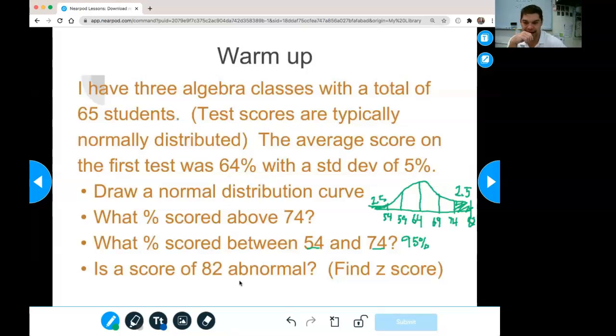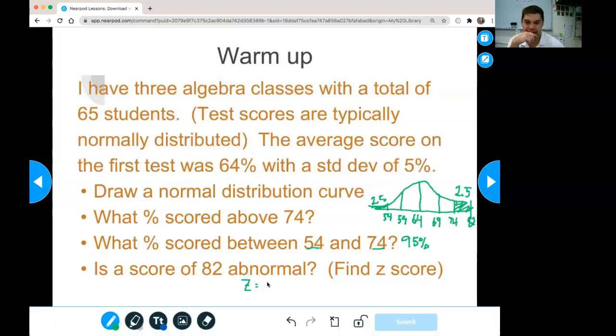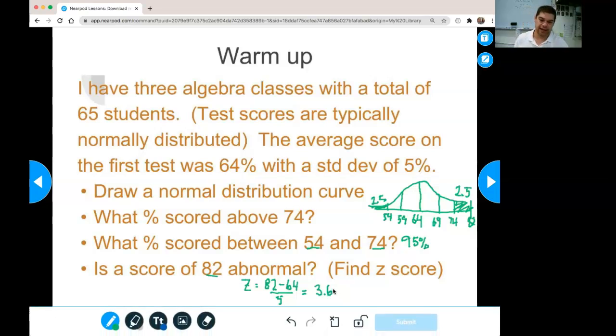So 82 is abnormal. We'll calculate the z-score. Z equals the x value. So we've calculated z-score plenty of times. We take our x value, which is 82. 82 is x, minus the mean. The mean is 64, and divide by standard deviation. So we do the numerator first and then denominator. We get 3.6. So a score of 82, 82% in the class, that's 3.6 standard deviations above average.